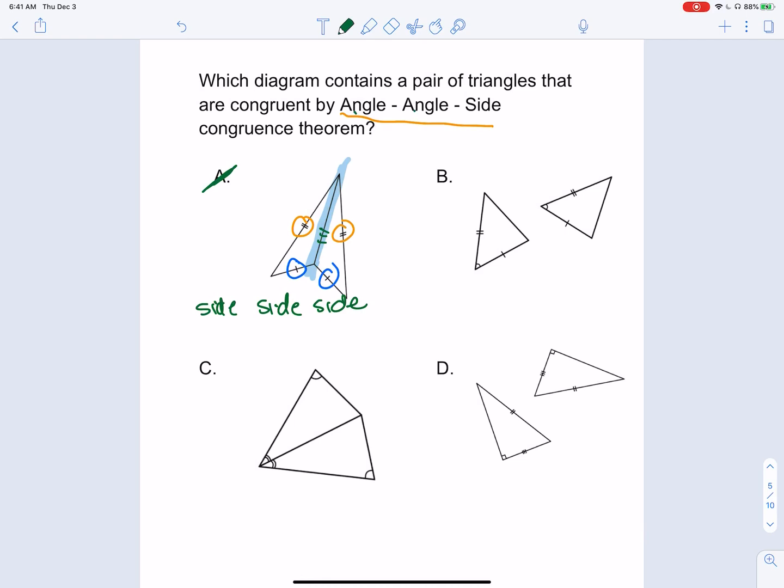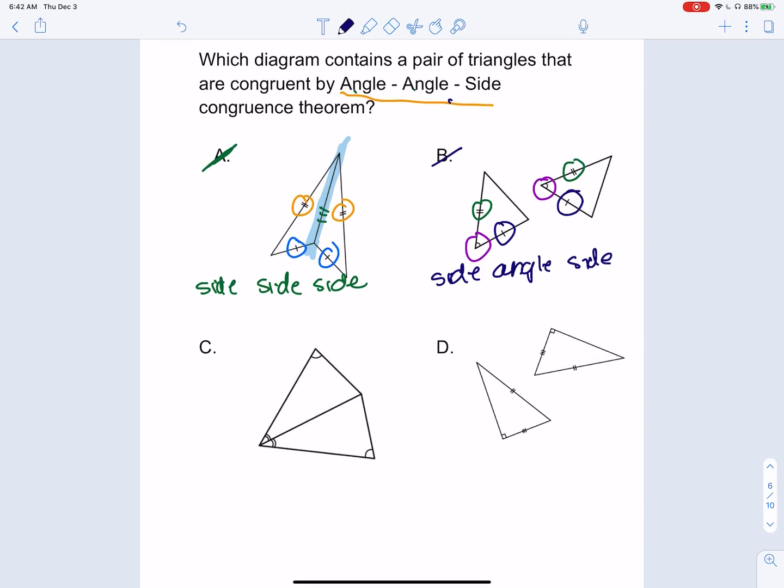Then we get to B. We know these two sides are the same. Then these two angles are the same. Then these two sides are the same. So what theorem could I use to say these two triangles are the same? Very good. Side, angle, side. And is that what we're looking for? No, so that can't be my answer.